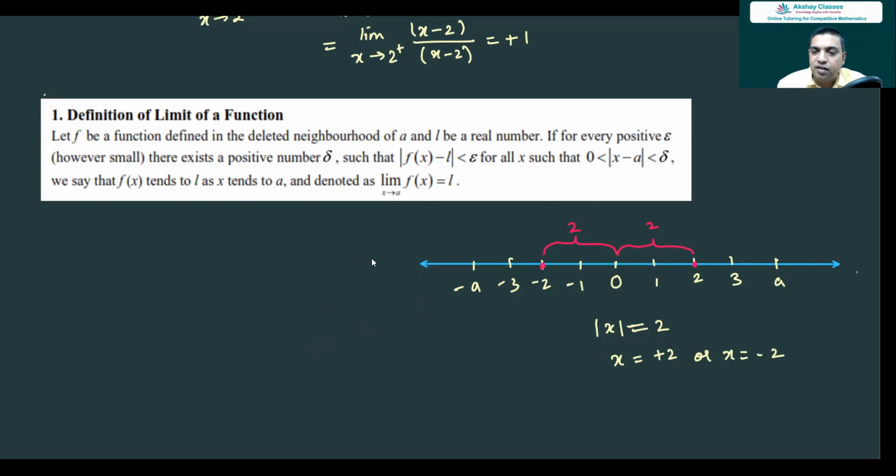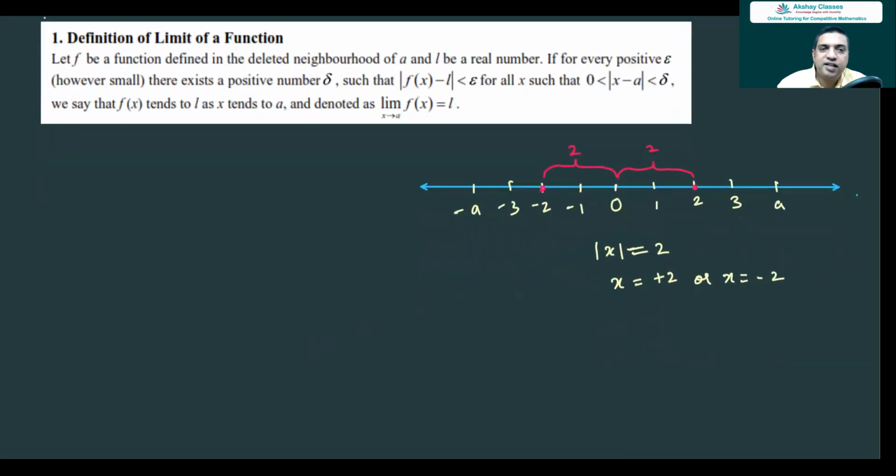All right. Now when I write mod x less than 2, modulus of x is less than 2, it means it is set of all points which are at a distance of less than 2 from the origin. So you can see this.